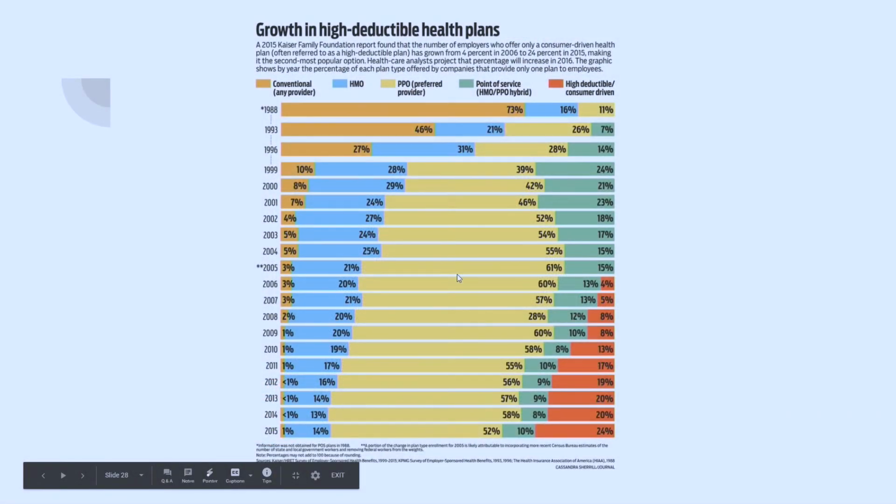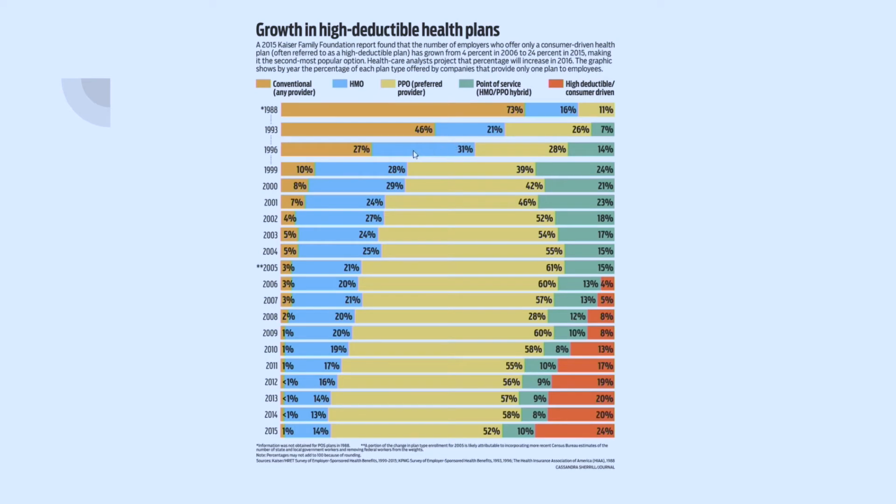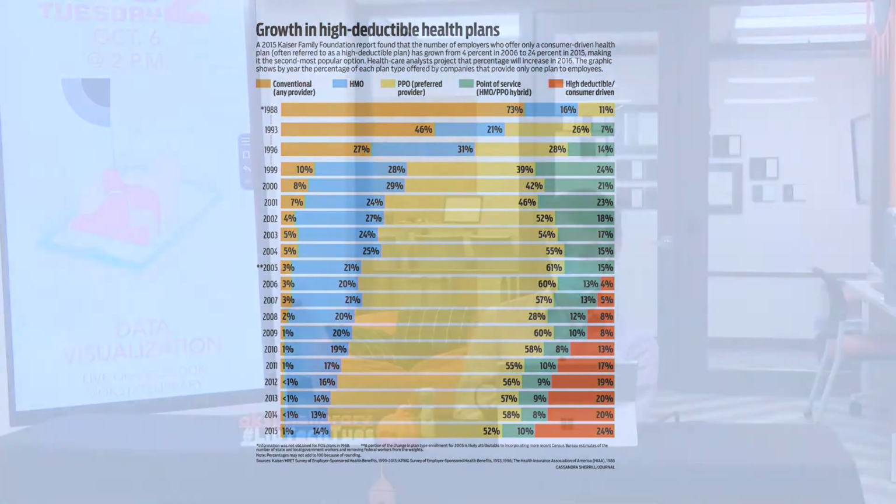But as you are, and then you can see where the high deductible plans have grown, and you can see where HMOs reached their peak in the mid-90s, and those have shrunken. And PPOs, this yellow here, has been the dominant method of health insurance delivery, but you can see that high deductible plans are very quickly becoming more popular.